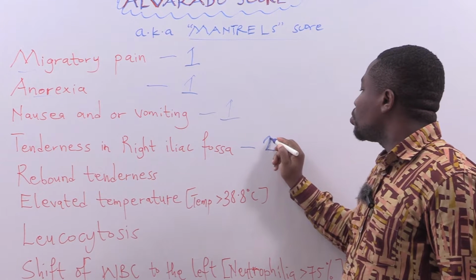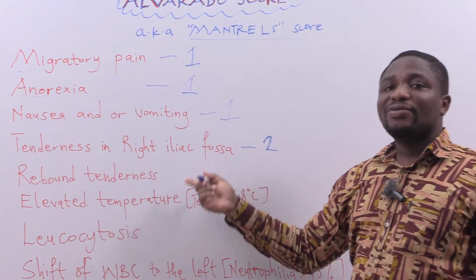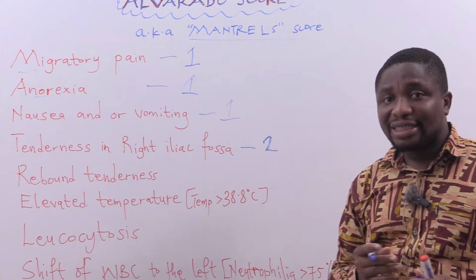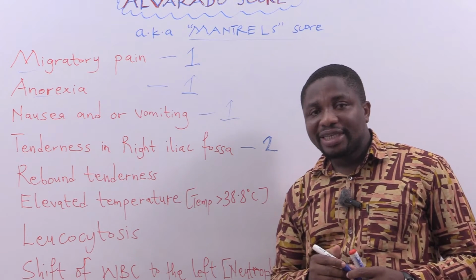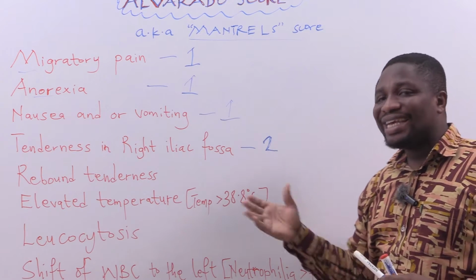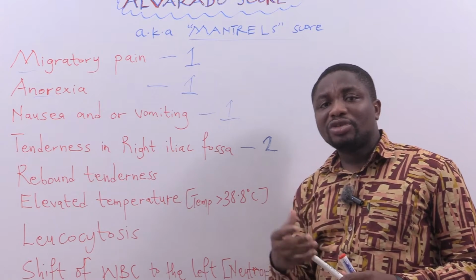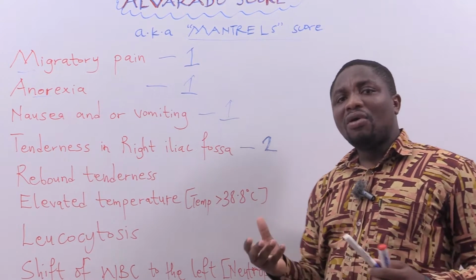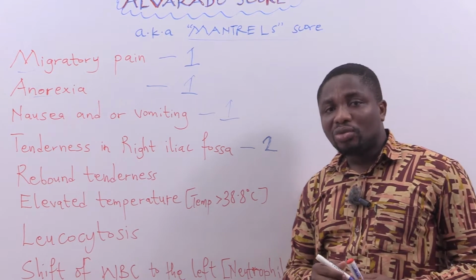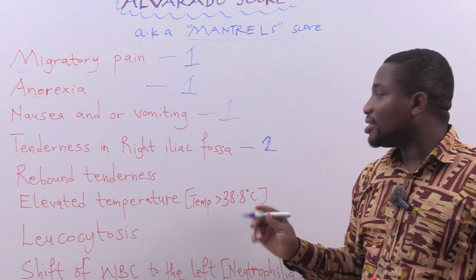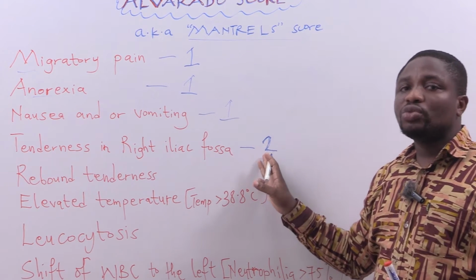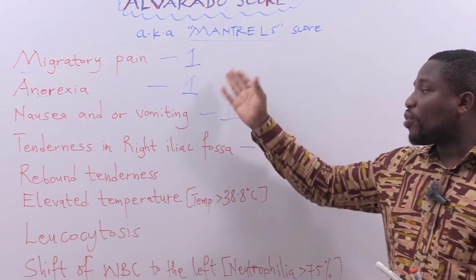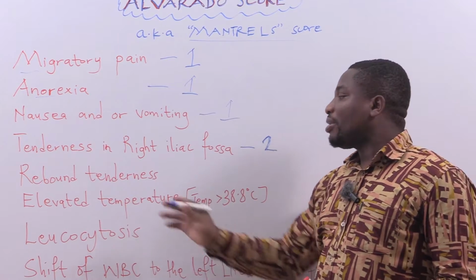Why are we giving a score of 2? Tenderness in the right iliac fossa, specifically at the McBurney point, is the site of the inflamed appendix. It is the earliest and the single most important sign in acute appendicitis, and it's more peculiar to acute appendicitis, so we'll give it a higher score of 2. The others above are non-specific, so a score of 1. The next one is going to be rebound tenderness.